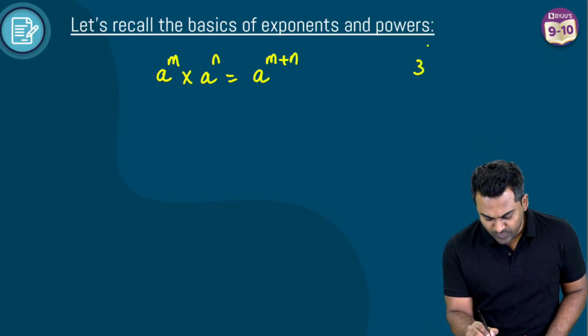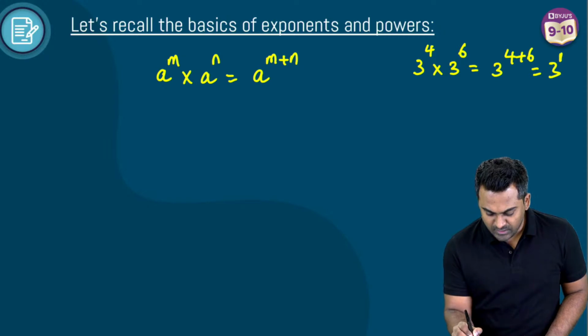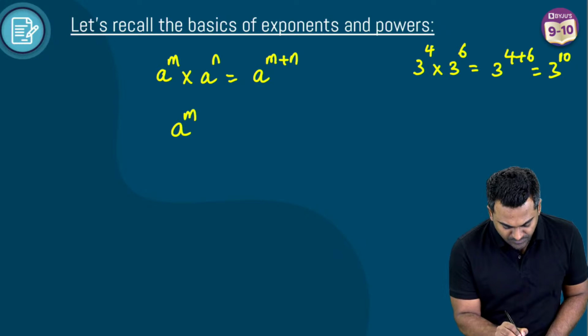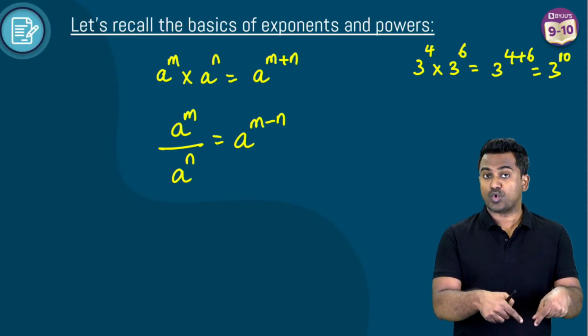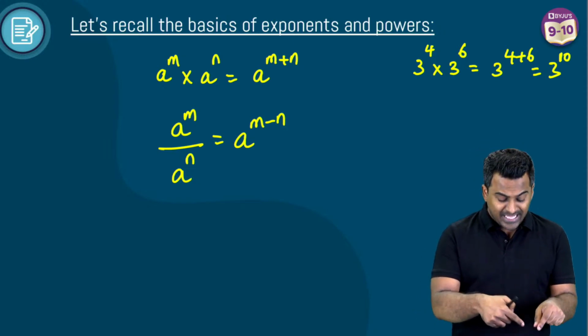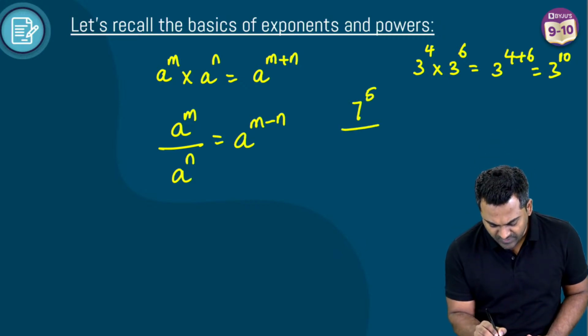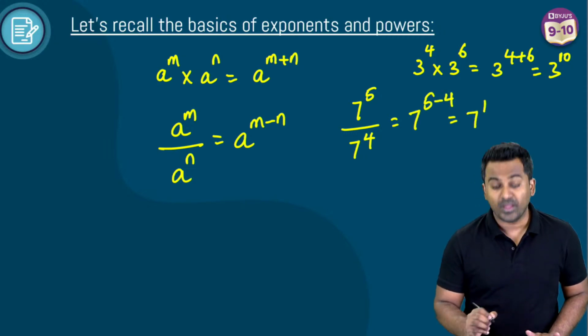An example that I could give you is 3 power 4 multiplied with 3 power 6 is going to be equal to 3 to the power 4 plus 6, giving me 3 to the power 10. Now again, we have another relationship. a to the power m divided by a to the power n is going to be a to the power m minus n. Again, if you notice, the bases are the same, a, and the powers are different, m and n. An example could be 7 to the power 5 divided by 7 to the power 4. This is going to be 7 power 5 minus 4, giving me 7 power 1.